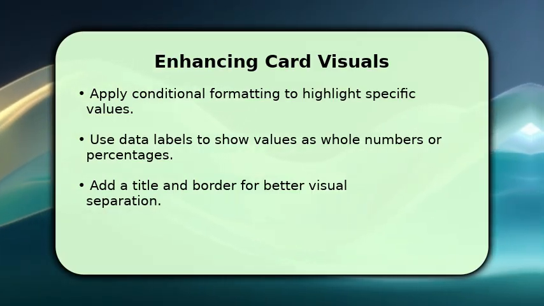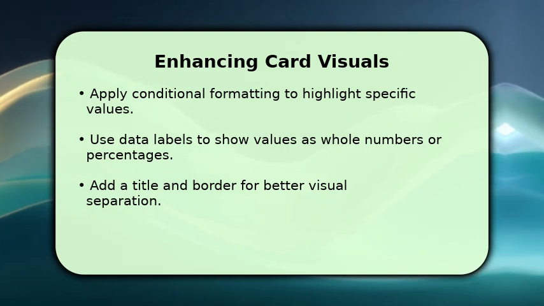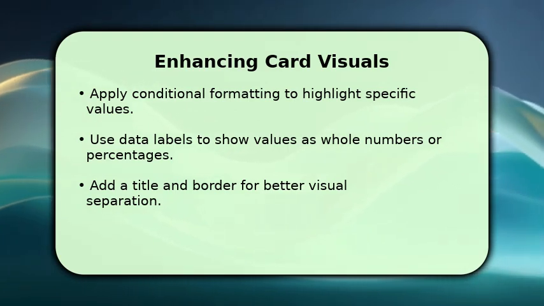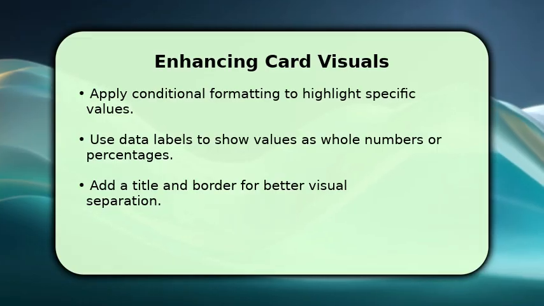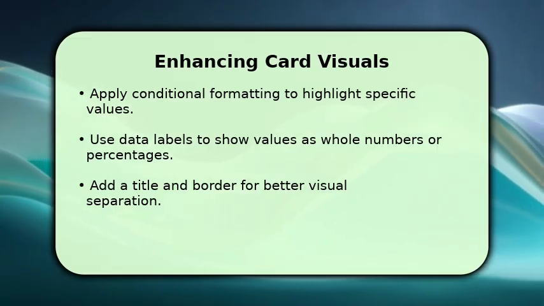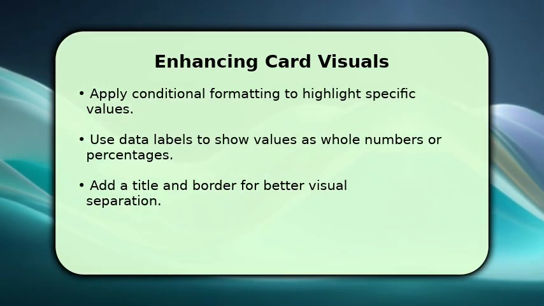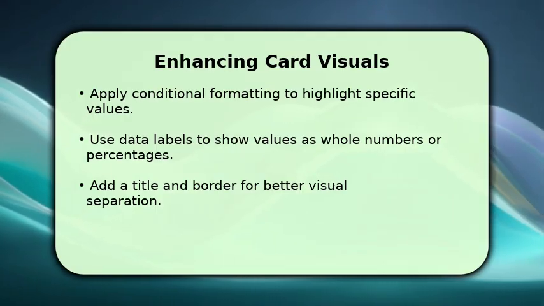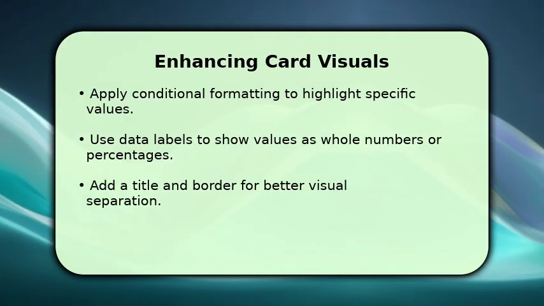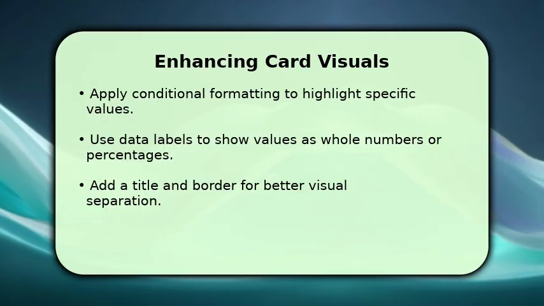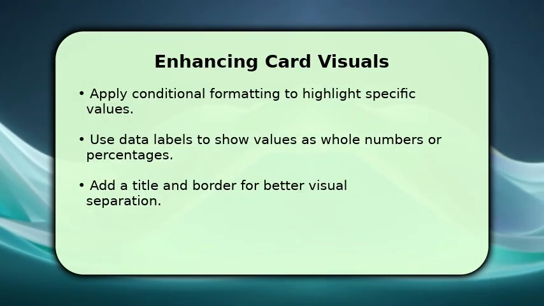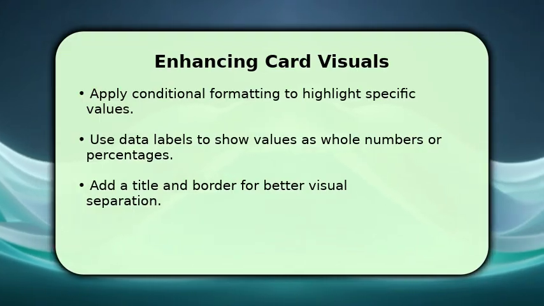Conditional formatting allows you to dynamically change the background color or font color based on specific rules, like sales exceeding $100,000. You can also fine-tune data labels to show values as whole numbers, percentages, or even custom formats. Adding a clear title and a subtle border helps integrate the cards seamlessly into your report design.